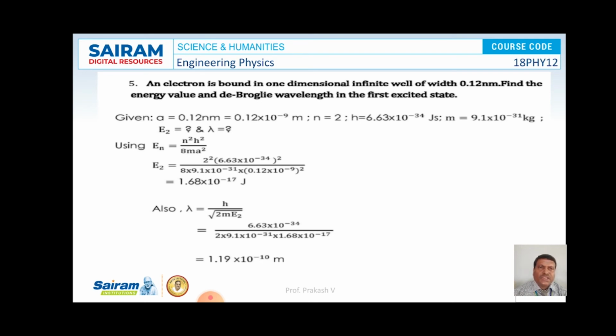By the de Broglie equation, lambda is equal to h by square root of 2mE, that is 6.63 into 10 to the power minus 34 divided by the square root of 2 into 9.1 into 10 to the power minus 31 into 1.68 into 10 to the power minus 17. On simplification we get lambda is equal to 1.19 into 10 to the power minus 10 meter. So this is the value of lambda associated with the particle.